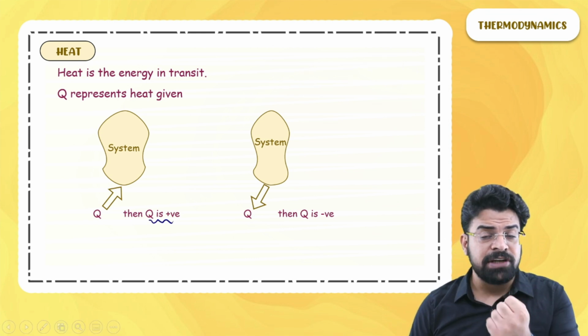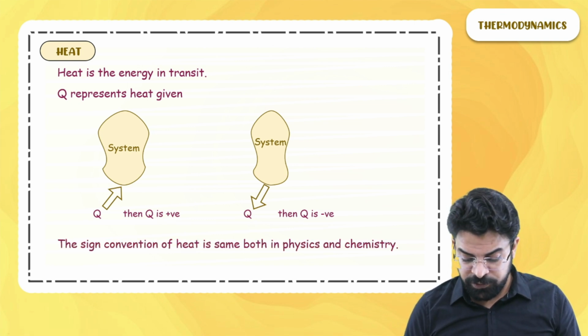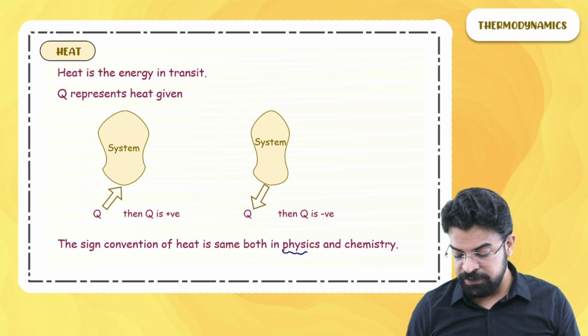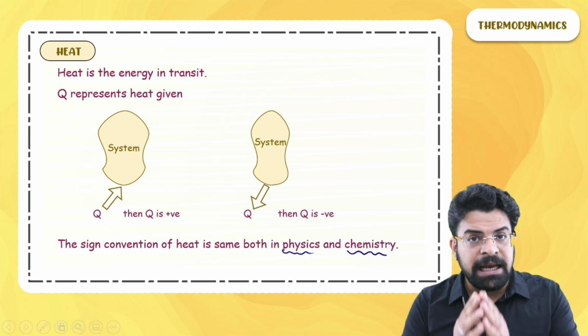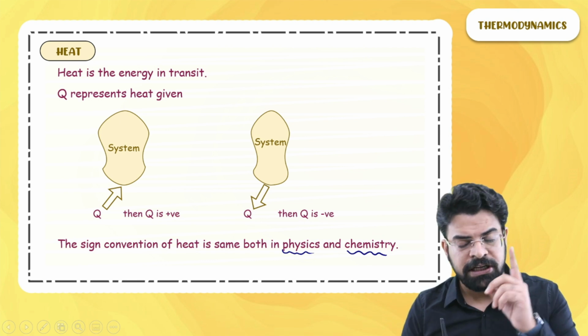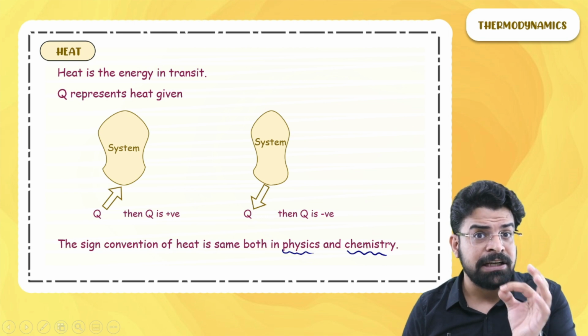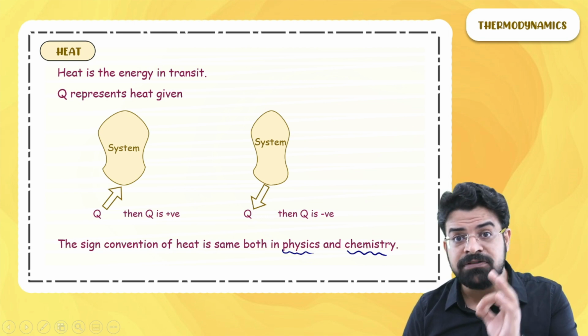When heat is extracted from the system, it is taken as negative. Also, both in physics as well as chemistry, this sign convention works. It is the same. Whenever heat is given to the system, it is taken as positive. When heat is extracted from the system, it is taken as negative, both in physics as well as chemistry.